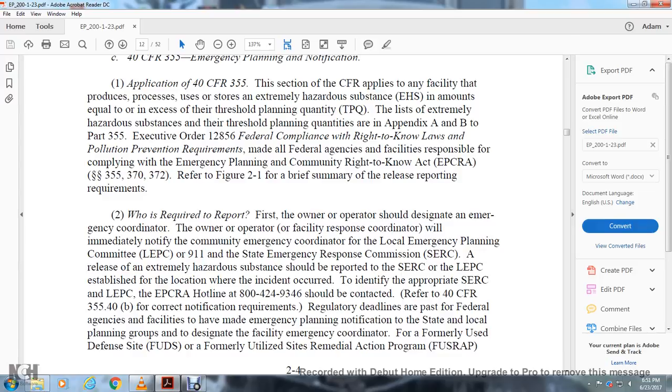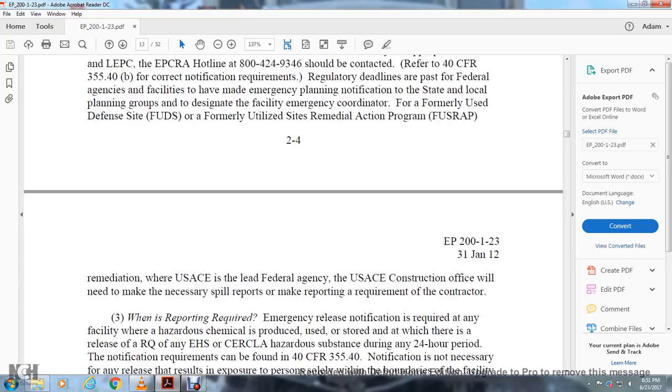The established location of the incident should be identified with the State Emergency Response Commission and the local emergency planning committee. The Environmental Protection Agency's Emergency Planning and Community Right-to-Know Act hotline, 800-424-9346, should be contacted for Title 40 CFR 355.40(b) for the correct notification requirements. The regulation defines the path for the federal agency specified to make emergency plan notification to state and local planning programs, designating the facility emergency coordinator, with formerly used defense sites and formerly used site remedial action plans.